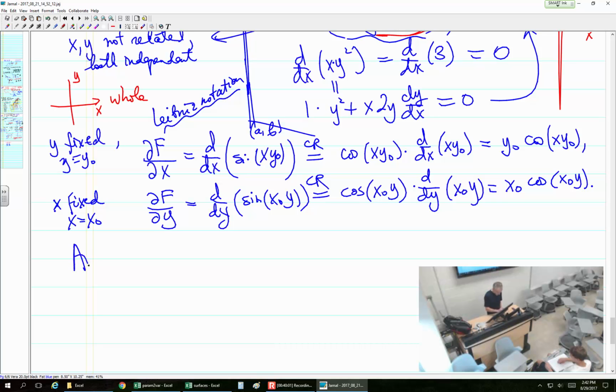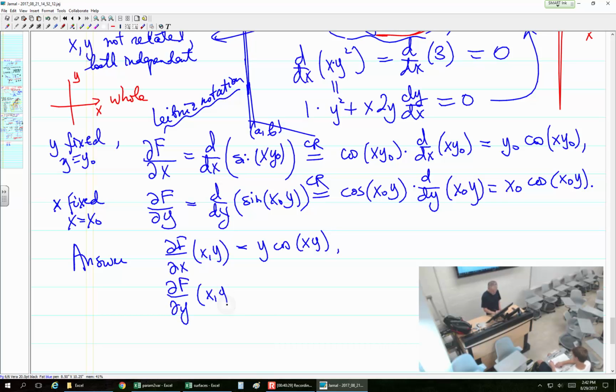So the answer is to produce the two derivatives explicitly. It's a function of two variables. So we write them out now without those zeros, and we simply write d dx of sine xy as y cosine xy, and d dy of sine xy is x cosine xy.